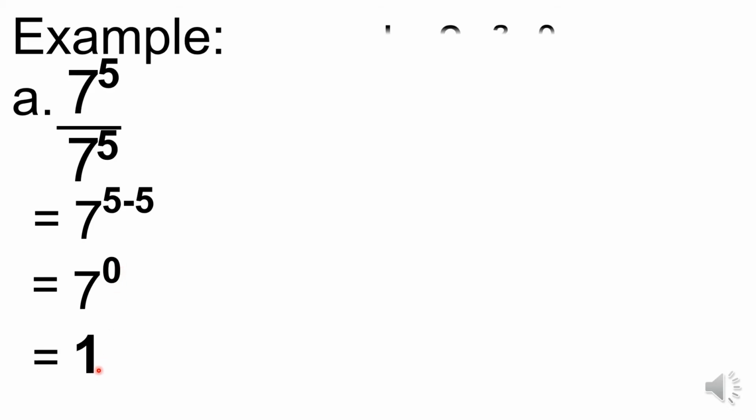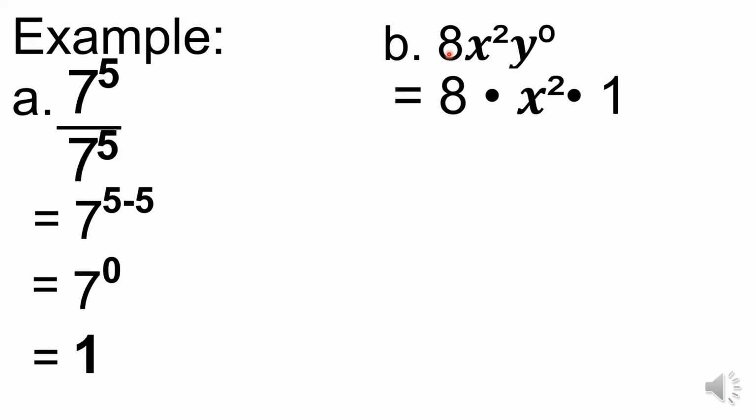Okay? Then next is 8x squared y to the power of 0. This y to the power of 0 is equal to 1. Then multiply to x squared times 8. You got this one. That's why you have here 1 from y to the power of 0. That would be equal to 1. And then simplifying, you got 8x squared.